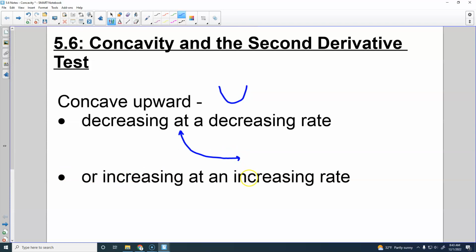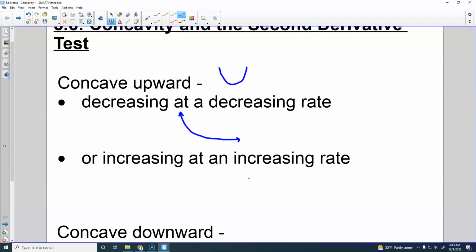Increasing at an increasing rate is also concave upward. So you're increasing slowly at first and then faster, right? It'll look like this. You're going up, it's slow at first, but then it increases. So it gets steeper and steeper. Okay? Either of those is going to cause this curved up look to your graph.